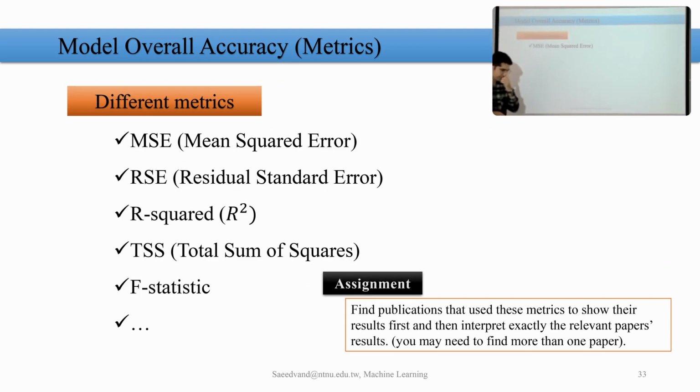So as different metrics, we have a lot, but some of them are very common, very important. Mean square error we already have discussed, very simple equation. We have RSE, residual standard error, second metric. We have R squared, third metric. We have TSS, total sum of squares. We have F statistics as another metric, and we have a couple more. But these are very important ones. We already discussed MSE, but today we also want to see the RSE, R squared, TSS, and F statistics.